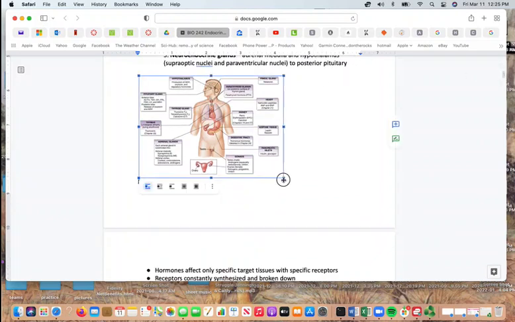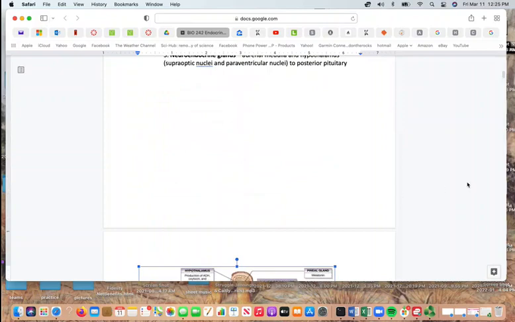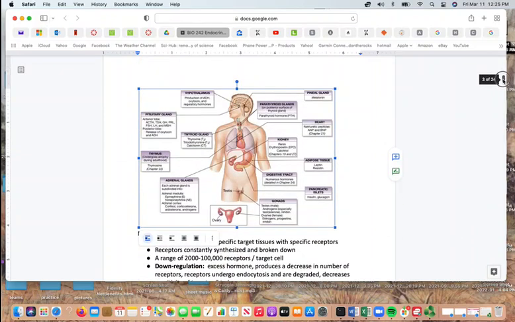Again, this picture gives an overview of different endocrine glands in the body. You can see the hormones that are going to come from each of these glands. So if you're looking for a picture that summarizes things, this is a nice picture that you would definitely consider using.